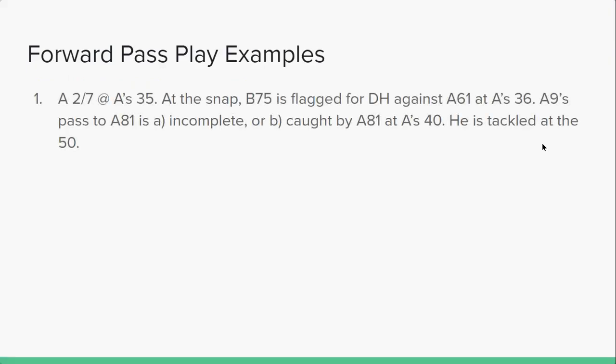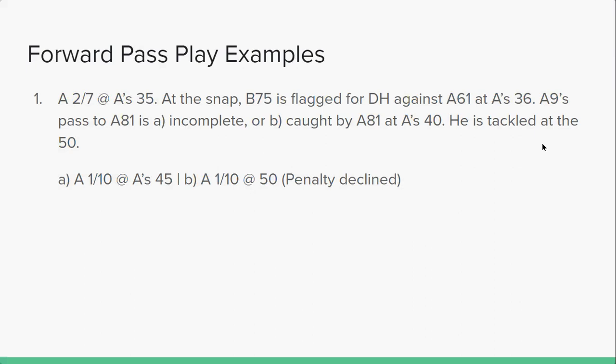In our first play at 2nd and 7 and A's 35, at the snap, B75 is flagged for defensive holding against A61 at the A's 36-yard line, so that's a yard beyond the line of scrimmage. A9's pass to A81 is either A, incomplete, or B, caught by A81 at A's 40, who is then tackled at the 50. In our first scenario, we have an incomplete pass.